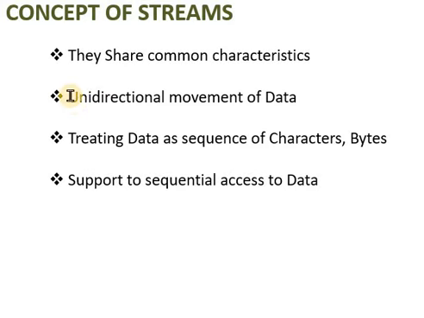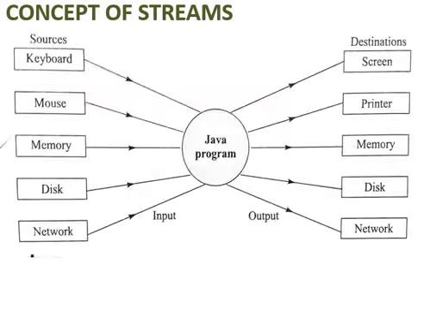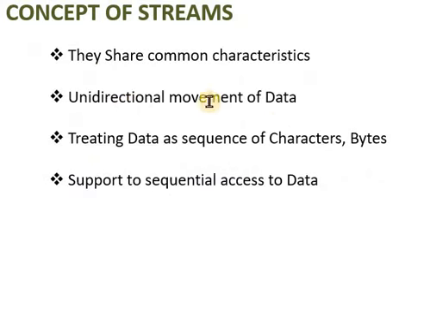The second one is unidirectional movement of data. It's very important here. From the keyboard to the program you are moving data, from the mouse to the program you are moving data, but from the program you can't send it to the mouse, and you can't send it to the keyboard. From the program you can send it to the screen, but from the screen you can't take it back to the program. On that basis, unidirectional movement of data can be observed here.